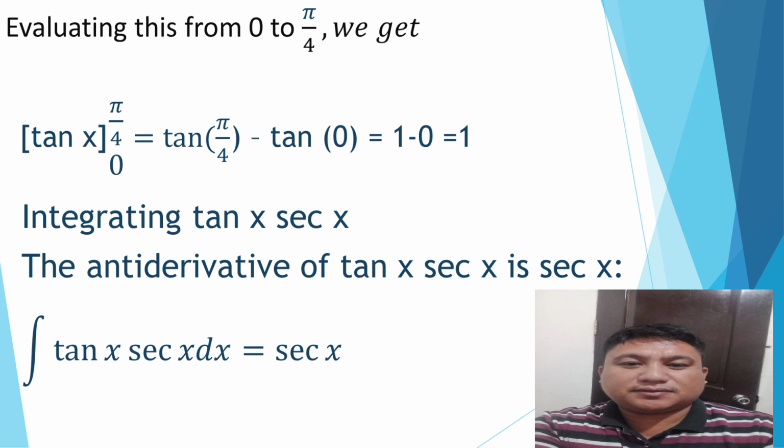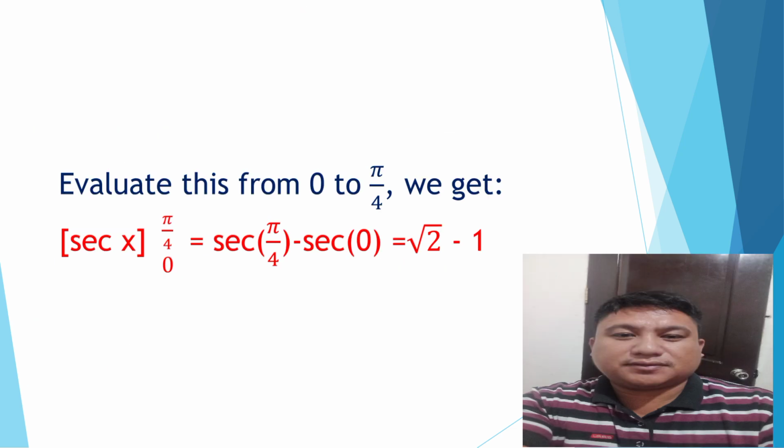Evaluating this from 0 to pi over 4, we get tangent x from 0 to pi over 4 equals tangent pi over 4 minus tangent 0 equals 1 minus 0 equals 1. Integrating tangent x secant x, the antiderivative of tangent x secant x is secant x. Evaluating from 0 to pi over 4, secant pi over 4 minus secant 0 equals square root of 2 minus 1.